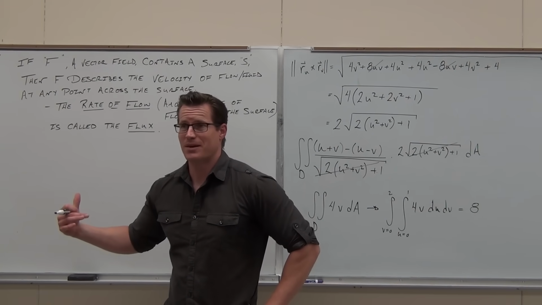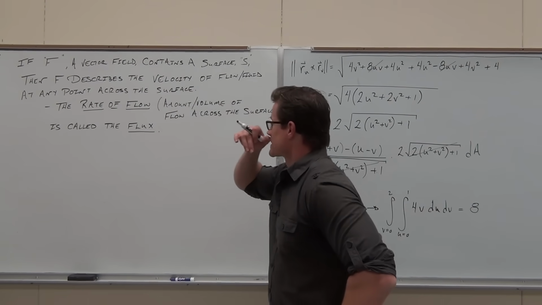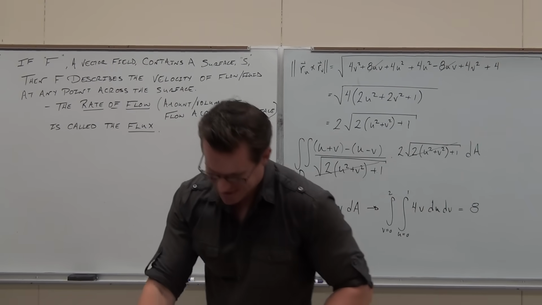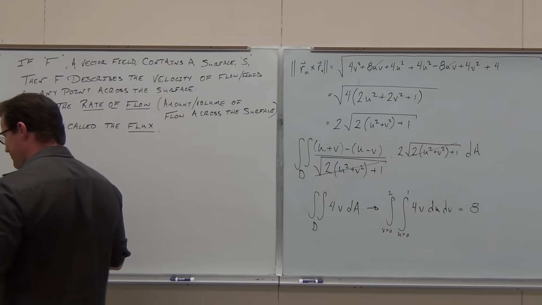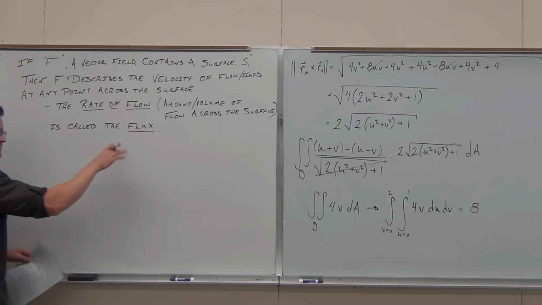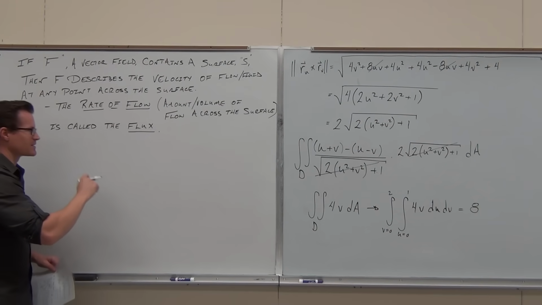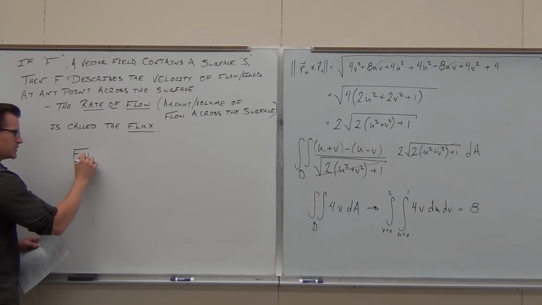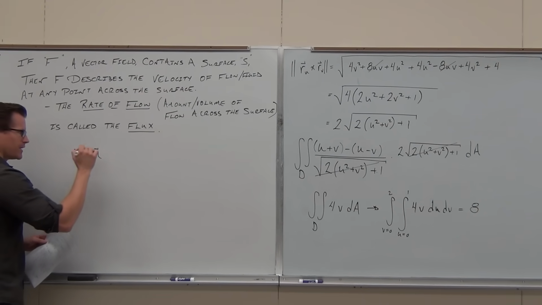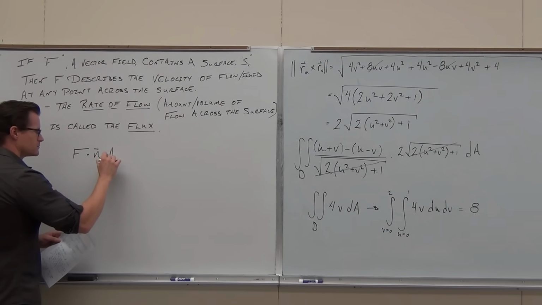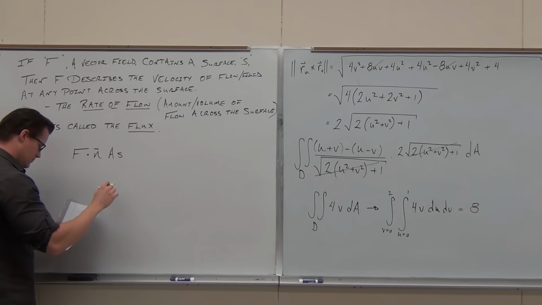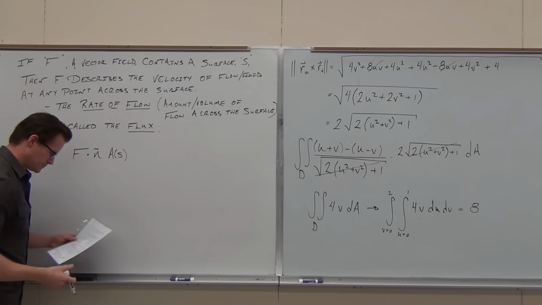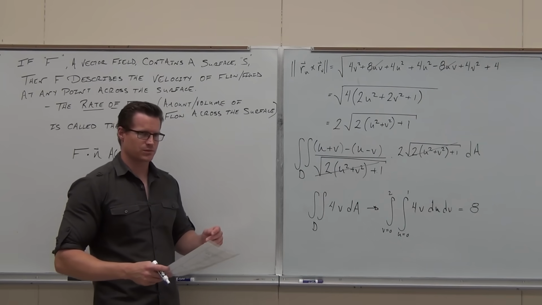Seriously though, it's called flux. I'm not gonna make that up. So let's talk about the flux. Now let's think about this. I'm going to give it to you, and I'm going to show you why it makes sense. The flux is given to you by this: the vector field dotted with the normal vector times the surface area. You go, well, what's that?